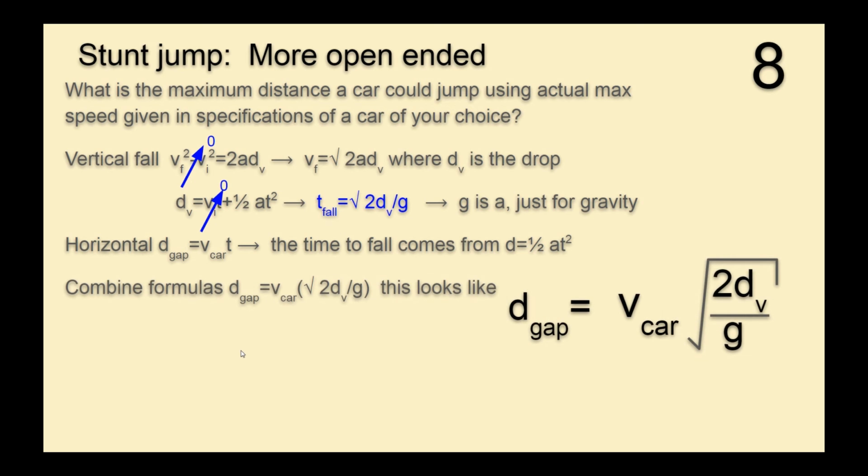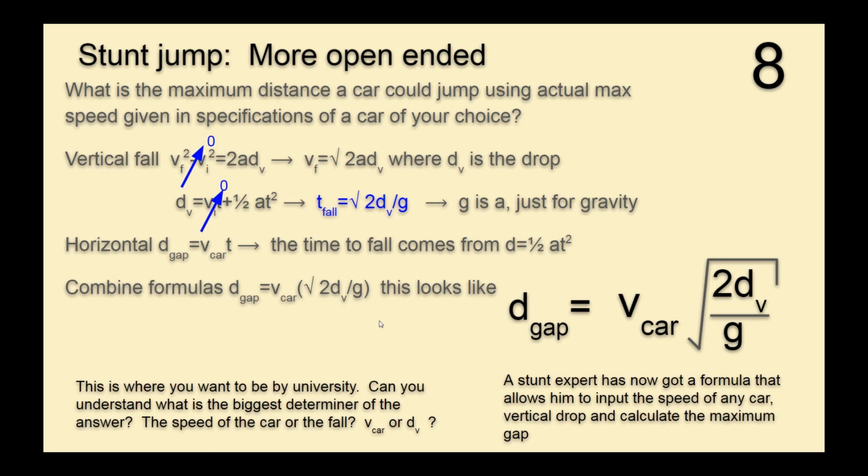And this is what happens. If you put in root 2 dv over g in place of time, we now have this expression in all its glory. The gap you can jump is going to be the speed of your car times the square root of the distance you're going to fall times 2 divided by the planet you have to be on. So this would give us a general equation, not a single example. You could now put in any speed of the car, any distance you're going to allow the car to fall, and it would tell you the maximum gap you could jump.